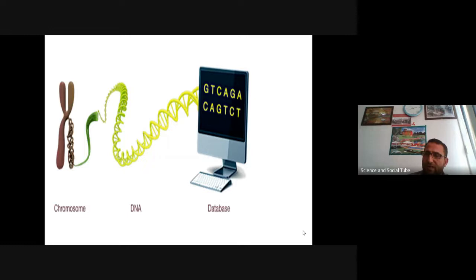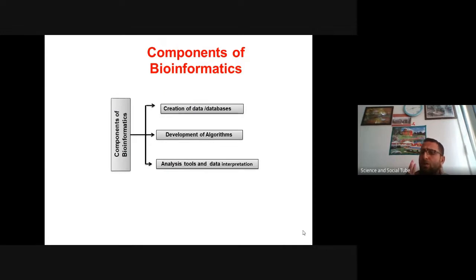If we talk in the professional sense, computational biology is a better term than bioinformatics. So let us look at the basic components that you need for bioinformatics, what bioinformatics data analysis needs.